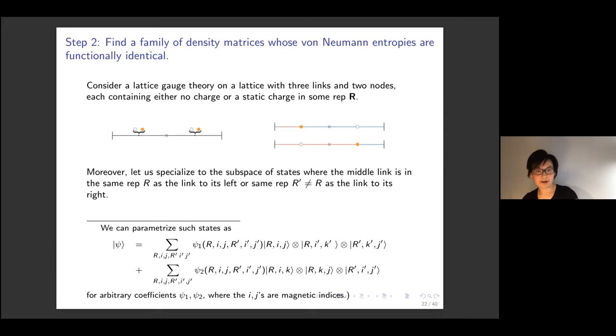On the right-hand side here, I drew the subspace that I want to specialize to, where the different colors on the link are supposed to denote which representation we're in. And then at the bottom here, I wrote down the exact expression for this family of states in a standard basis for lattice gauge theory. I'll keep writing down these formulas in footnotes as we go, but throughout this discussion, I don't think the equations are that important. This picture of a three-link lattice where the middle one is the same as the one to the left or right is what you should try to keep in mind.